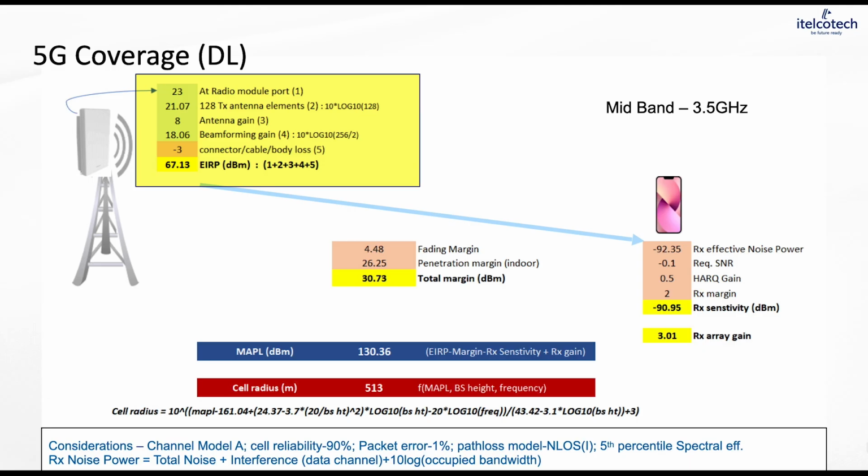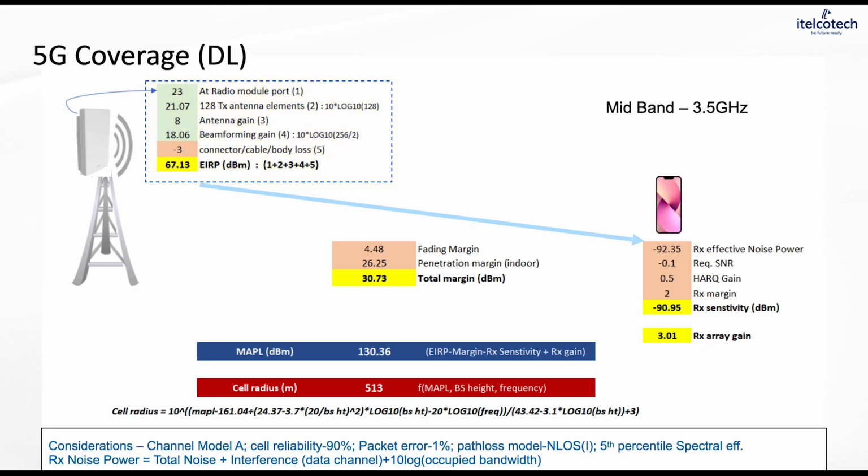The first calculation we have to do is at the transmitter end, where we need to calculate the effective isotropic radiated power, which is EIRP. It depends upon a couple of factors. What is the transmit power from the radio module? Depending upon the specification of the radio module, we could have a different transmit power from its ports. For an example, we are taking 23 dBm.